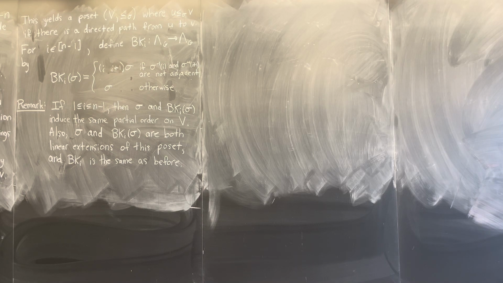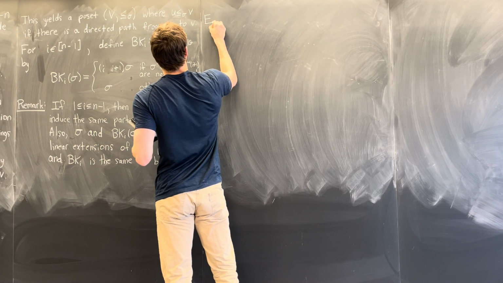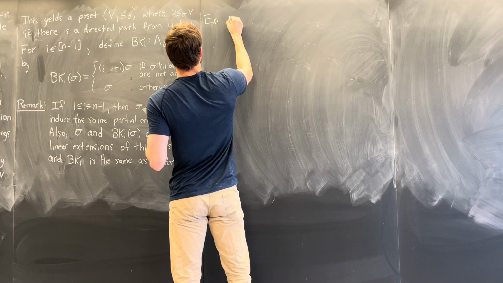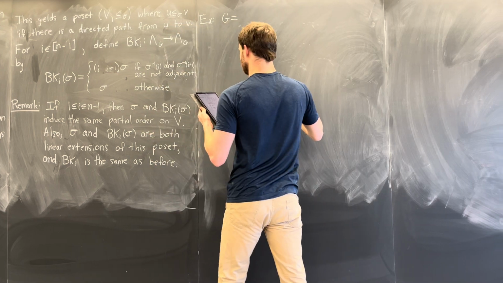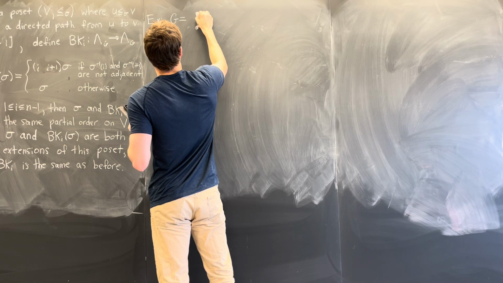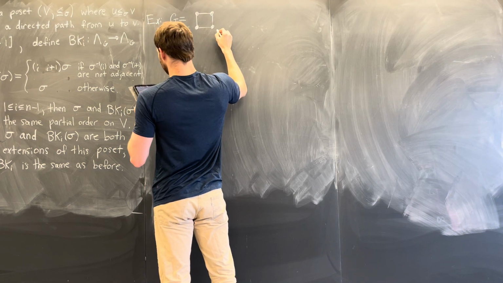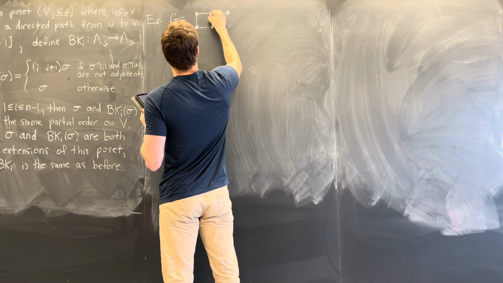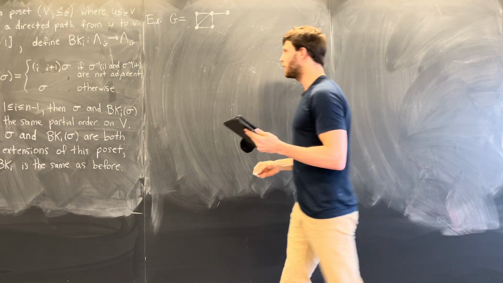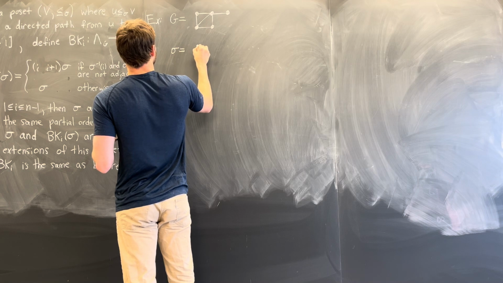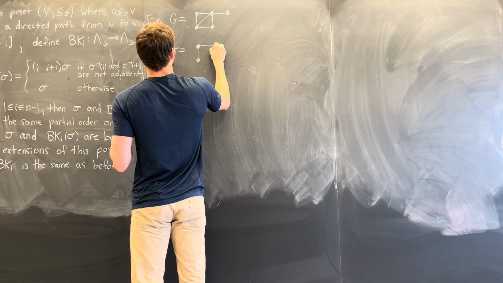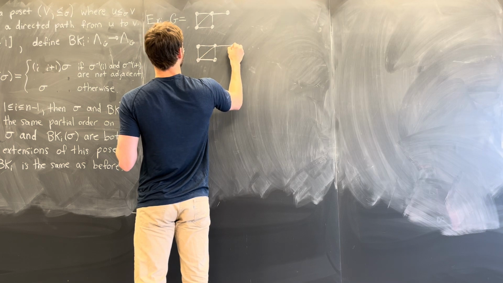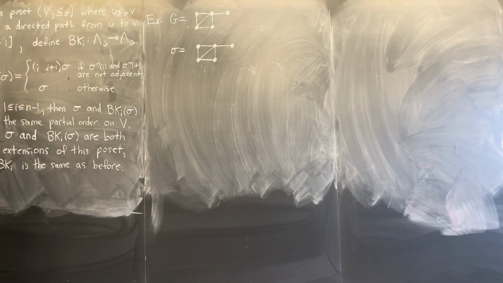So let me do an example of this. Here's an example. Let's say our graph G looks like this. Okay. And let's say that sigma is this labeling, which I'll represent by just putting the labels on top of the vertices. Yes, what does bk sub i is the same as before mean? Oh yeah, let me explain that in the example, I guess. I think the example should make that clearer.